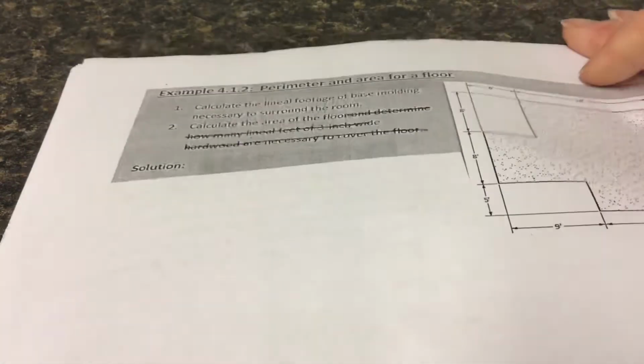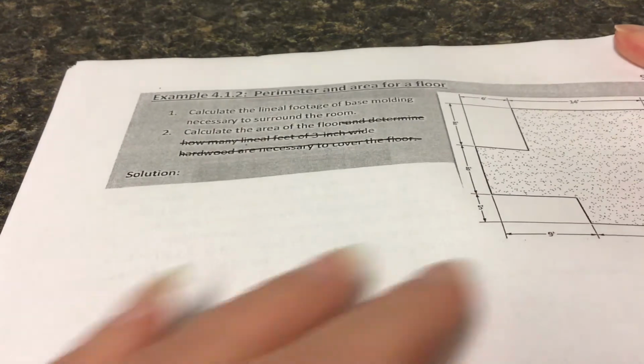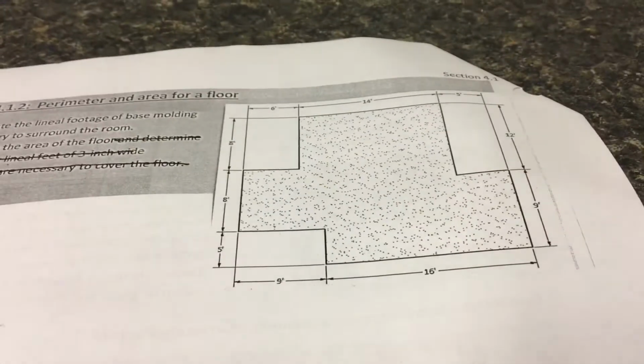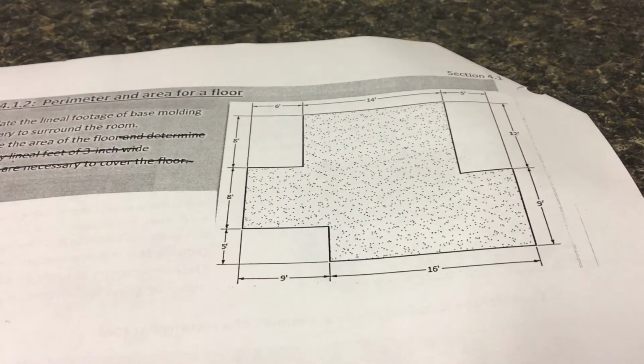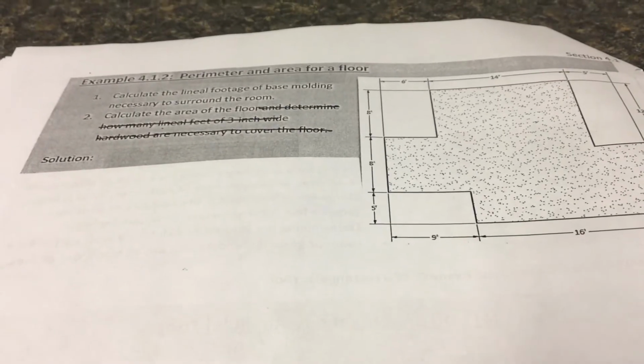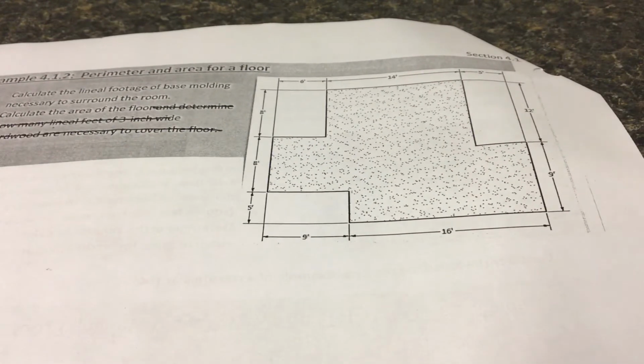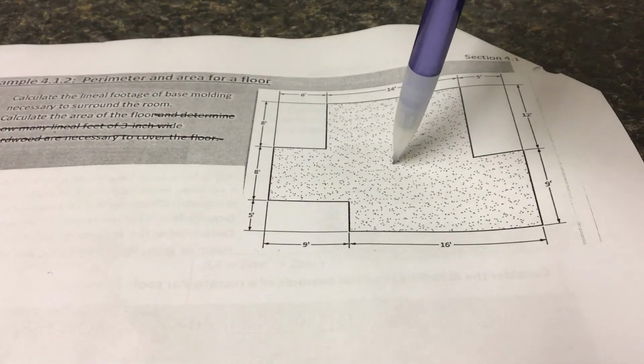Okay, so we found perimeter and we found area. Our next question that we're going to go over today is this one. I did remove a little bit of this problem because I want to focus on just finding the lineal feet and the perimeter. So this room, we're going to be covering it in base molding. So we need to find the perimeter of the room. The room is the shaded region here.